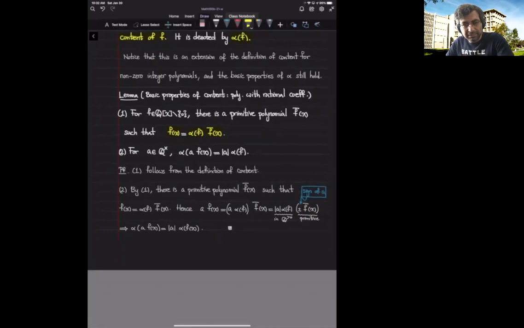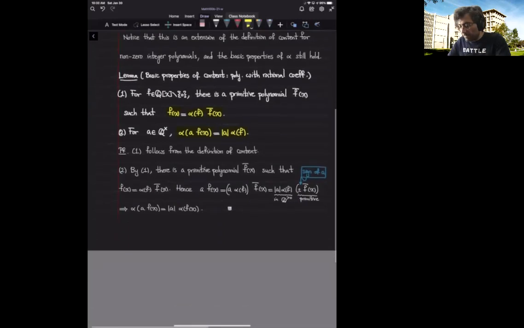Is the content multiplied by the absolute value of A? And the answer is yes. So let's go over the proof of this part. I'm multiplying a polynomial with rational coefficients by a non-zero rational number A. And in that case, I want to show that the content is multiplied by the absolute value of A.